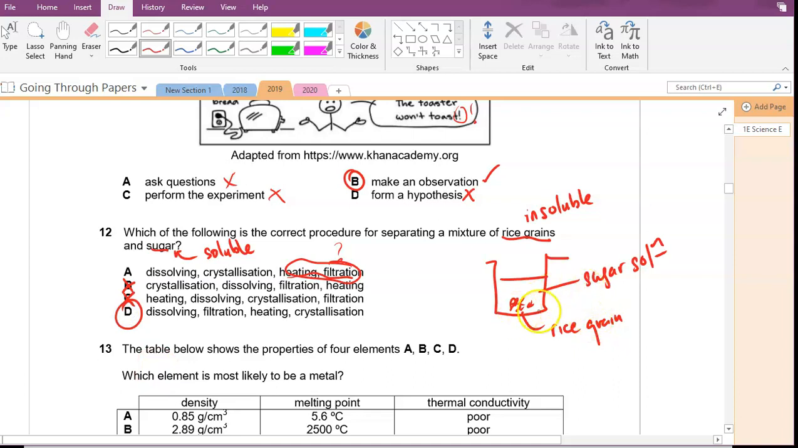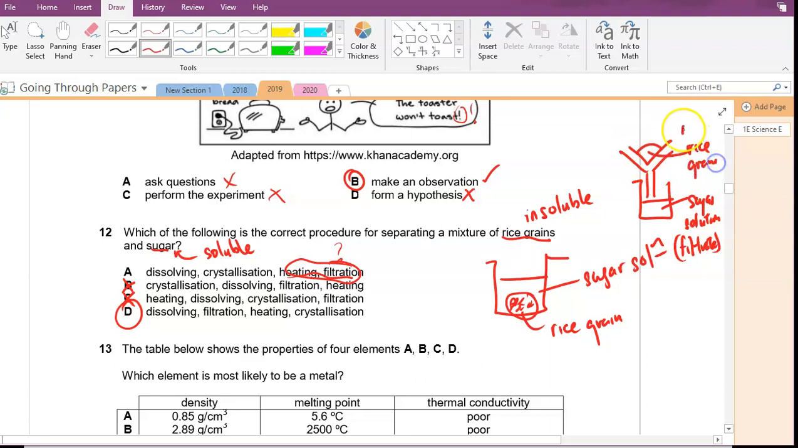Now so we always try to get rid of the simpler one first. In this case, it will be the rice grain because it is an insoluble substance. So when you do your filtration, you're going to get sugar solution, which we know as the filtrate. So after filtration, the liquid is actually the filtrate. Then on the top here, we actually got our rice grain. So this is actually the residue. So just take note of it.